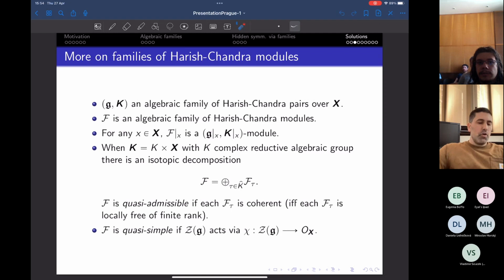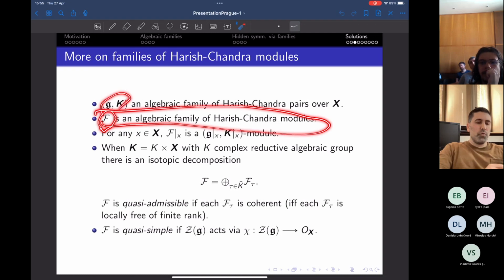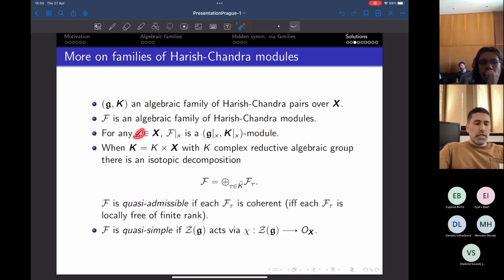So let me go over this slide relatively fast. Consider the more general case that you have an algebraic family of Harishchandra pairs. You have a family of modules for this pair. This F is a family of modules. If you take a base point, then the fiber of this sheaf, this family of modules, gives you a Harishchandra module for the classical Harishchandra pair you get by taking fibers.